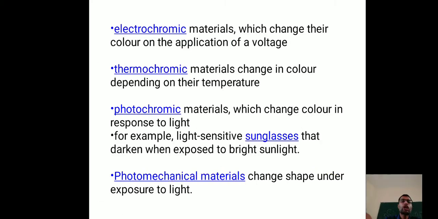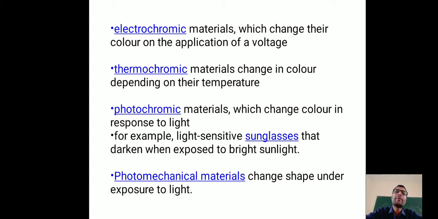Then after that, electrochromic. Electrochromic materials change their color on the application of voltage. Due to the change in voltage, the color of this material changes.